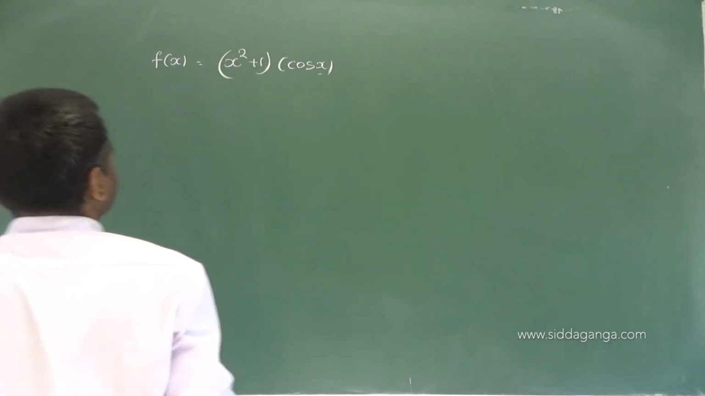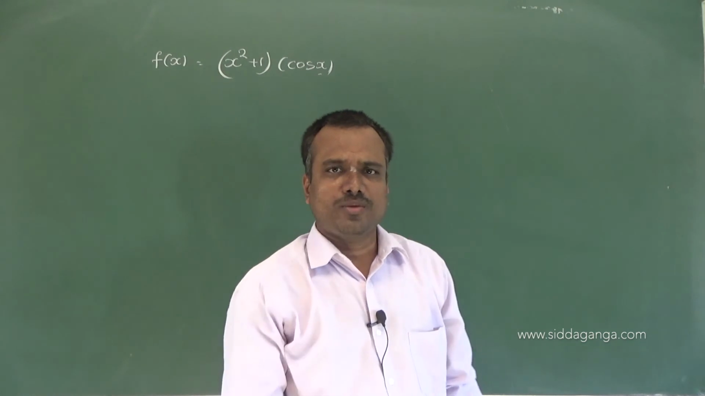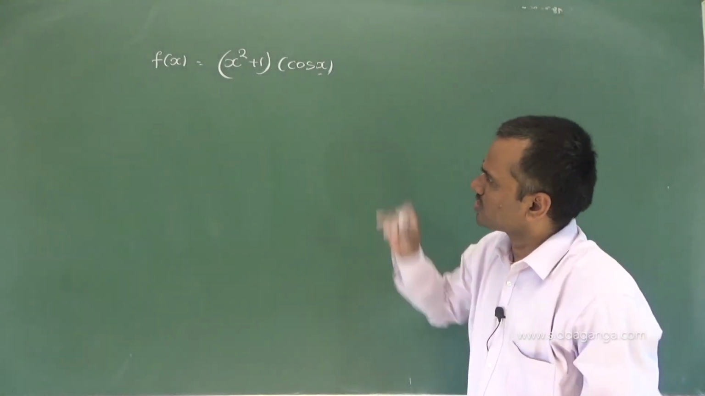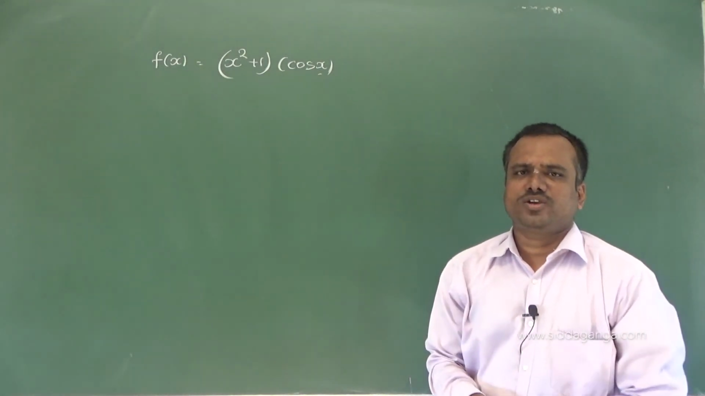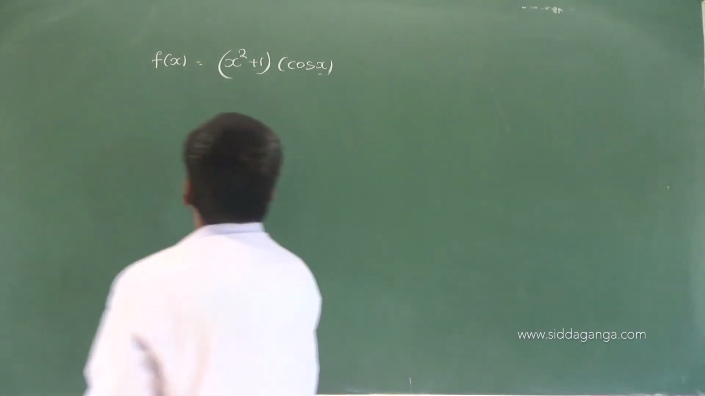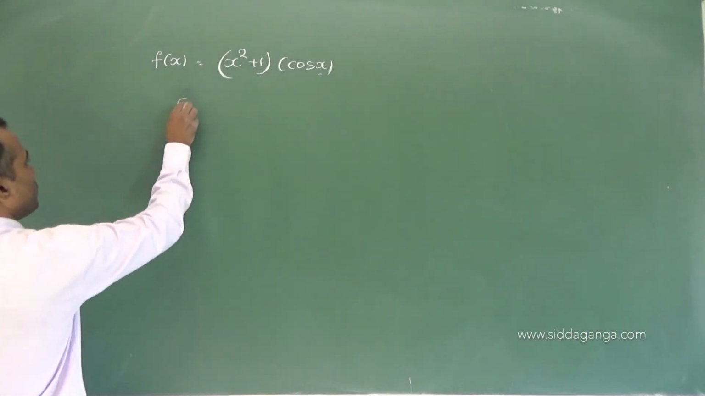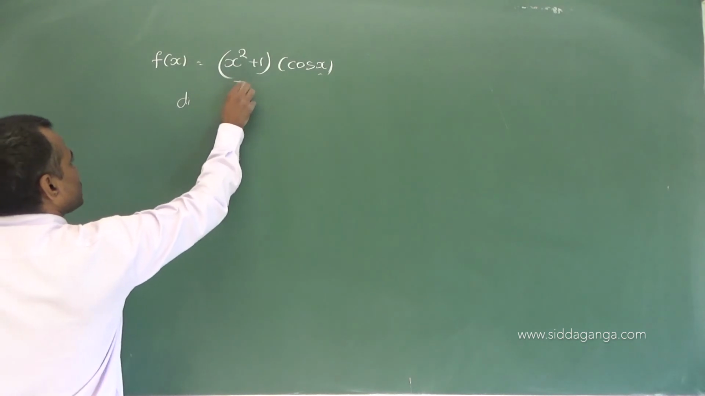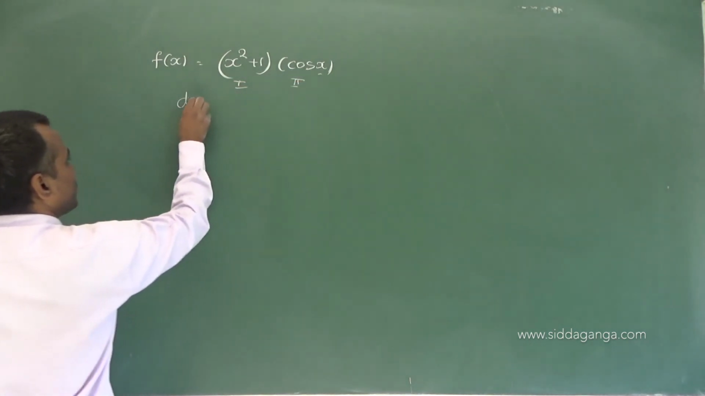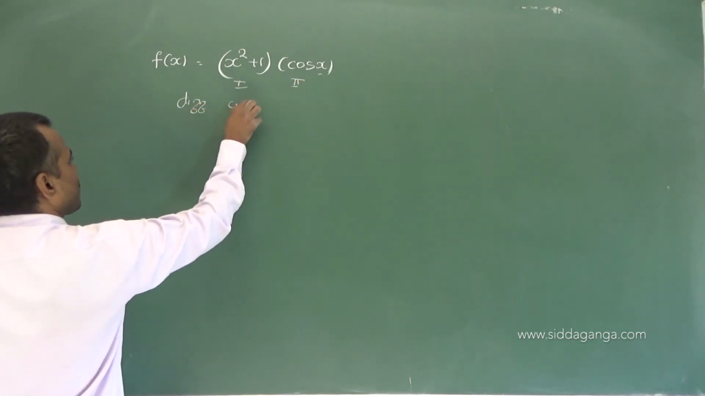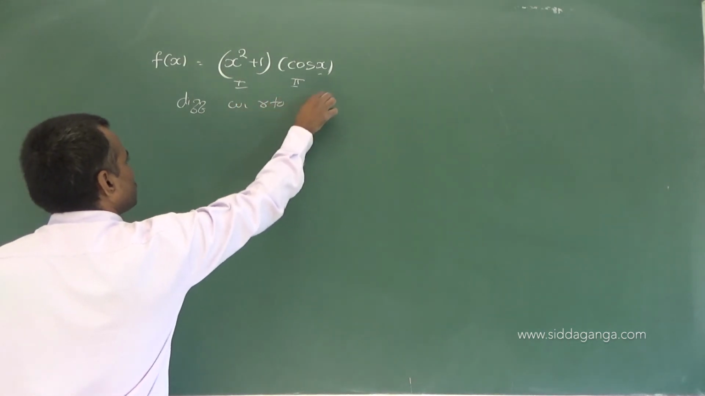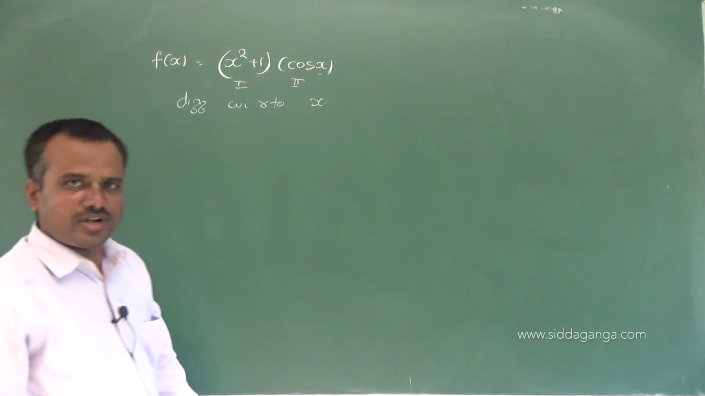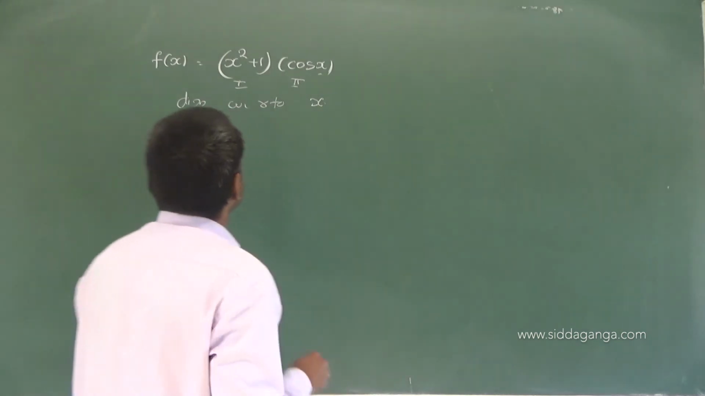f(x) is equal to (x square plus 1) into cos x. We apply the product rule. This is the first function and this is the second function. Differentiate with respect to x.